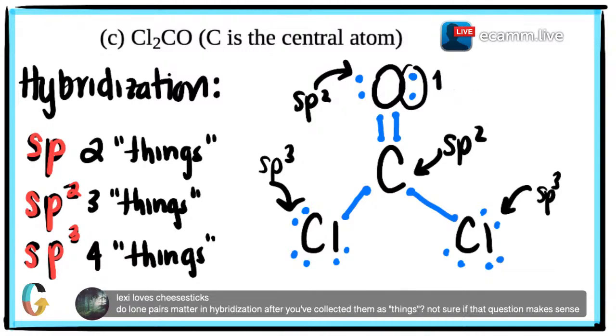Maybe you were saying, do electrons actually have a hybridization? The electrons don't have a hybridization, only the elements. So you'll only use those electrons if you talk about the actual element. But that's that for that. Hopefully that answers your question. Lexi?